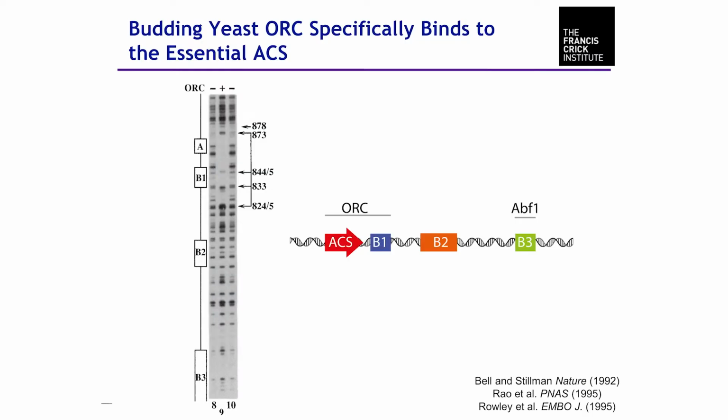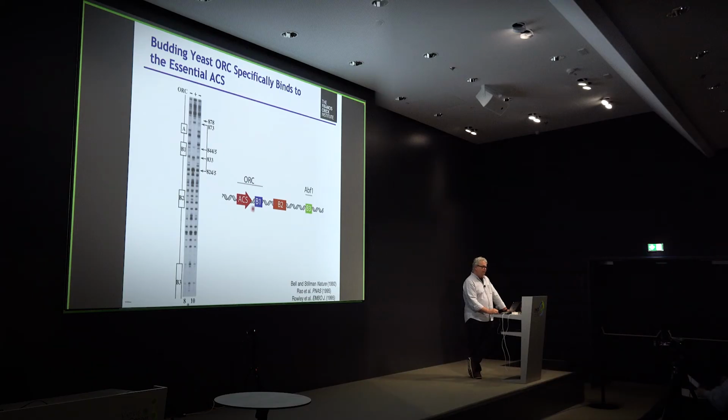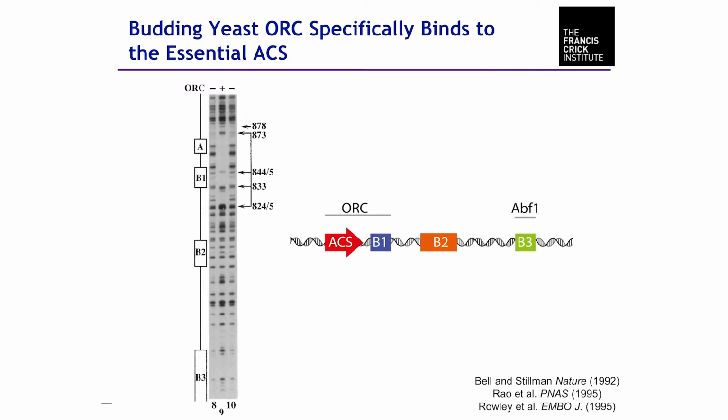But for the moment, what's important is that the B3 element is not very important. It binds a protein called ABF1. It's very important to me because it's how I got my job, but it's not actually very important for replication. But what is important is the A and B1 element. The A element is basically essential, and the B1 element is almost essential. And these really make a bipartite binding site for the ORC protein. You can make individual point mutations in here and knock out ORC binding. So in budding yeast, ORC is a sequence-specific DNA binding protein.